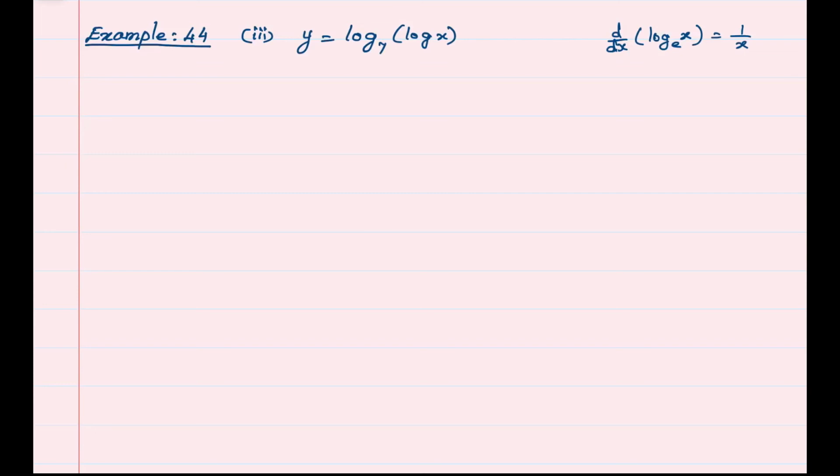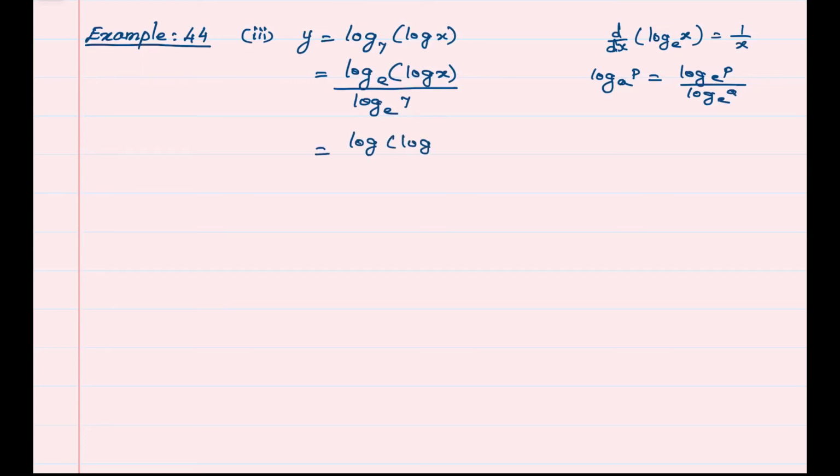So let us change the base. Change of base formula is log p to the base a becomes log p to the base e upon log a to the base e. So using this change of base formula, we will change this base 7. Log of log x to the base e divided by log 7 to the base e, which can be written as log of log x divided by log 7. Now we will differentiate both sides.